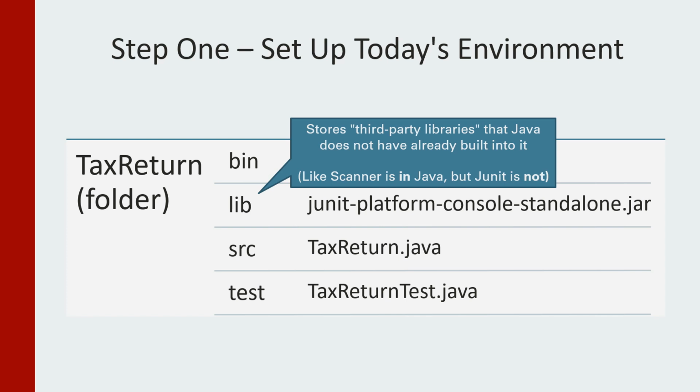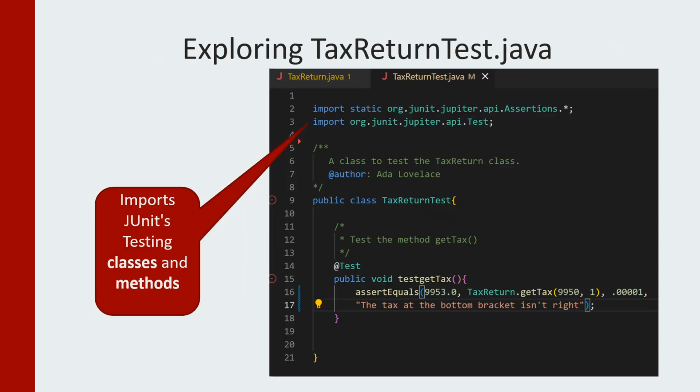That's why we need this jar file. So I'm assuming that you have the tax return code and there's a function, a method that you've written called getTax. So this is to show you what the syntax of the test file would look like.